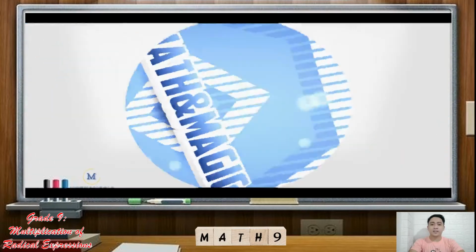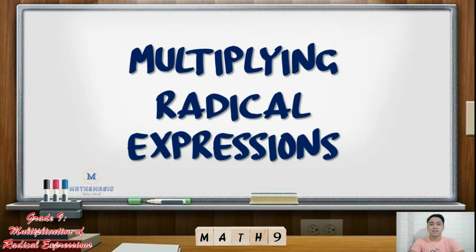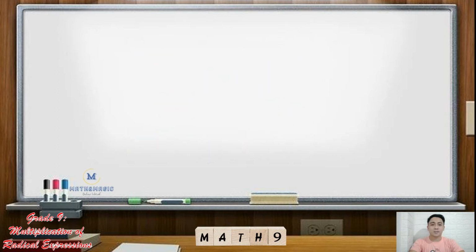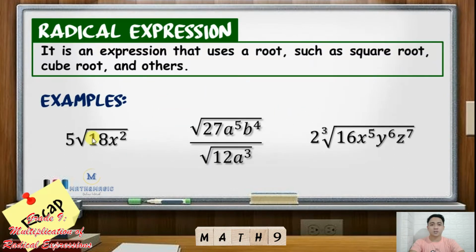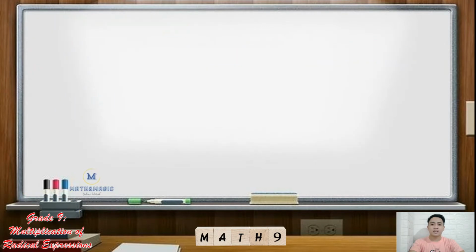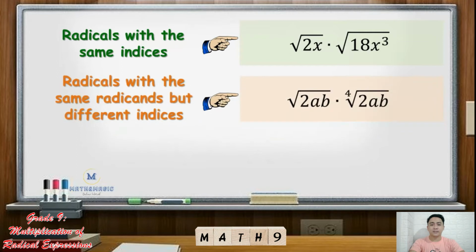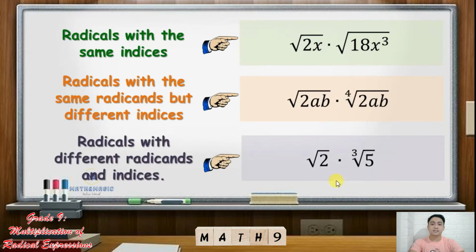For today's video, we are going to multiply radical expressions. Recall that a radical expression is an algebraic expression with a radical symbol just like these examples. Now when multiplying such expressions, you need to observe first the form of the radical expression. This may have same indices, the same radicand but different indices, and different indices and radicands.